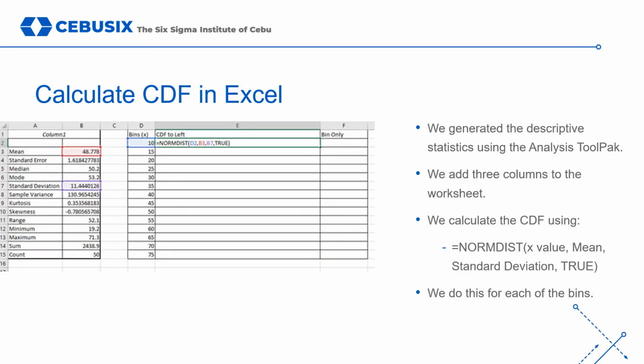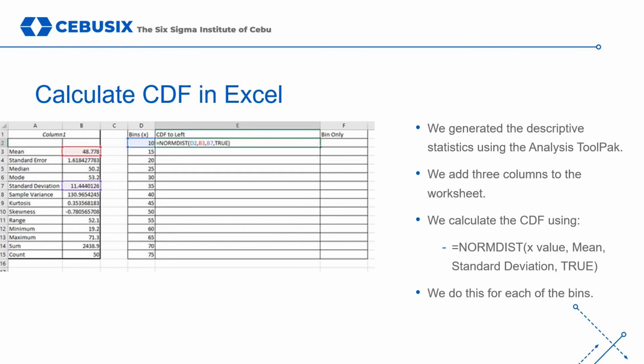To calculate the CDF in Excel, we go to the worksheet that was created when we did the descriptive statistics, and we copy the bin designations from the first worksheet to column D. Then you will add a total CDF column, column E, and a bin-only CDF column, column F. In order to calculate the CDF, we will use the normal distributions formula.